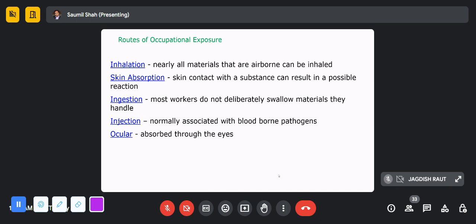Some chemicals can be absorbed through the eyes, and they can cause irritation or blindness. So the route of entry for a chemical can also be through the eyes, if you are not wearing personal protective equipment in the industry area. So these are the occupational exposure routes by which a chemical can enter into your body.